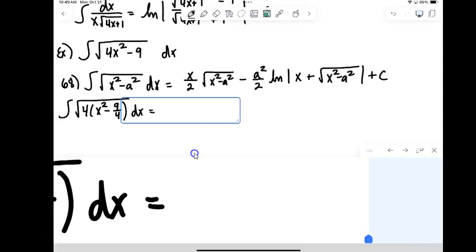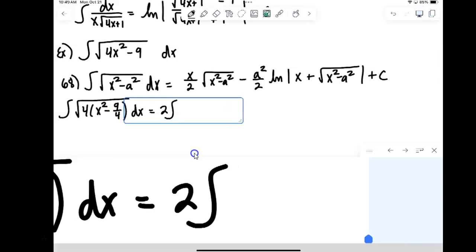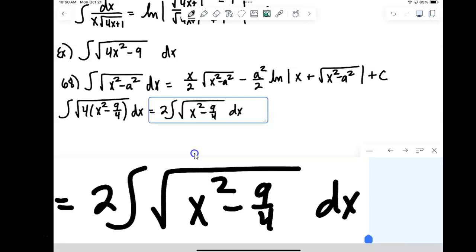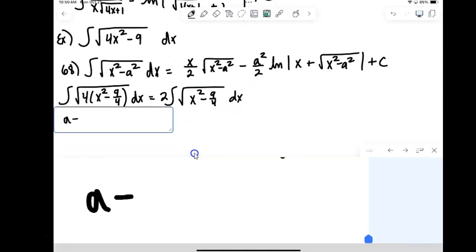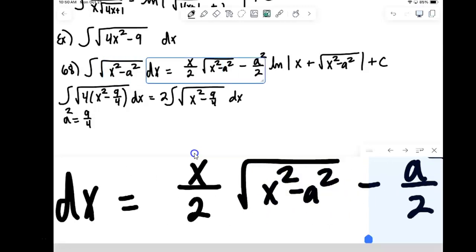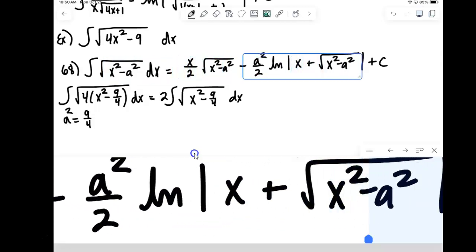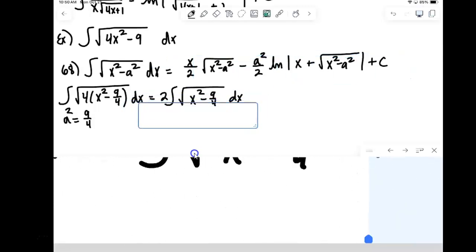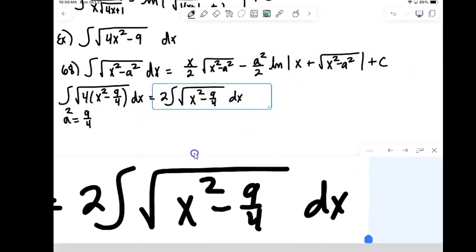Square root of 4 we can take out. Square root of 4 is 2. So I have 2 times the integral of the square root of x squared minus 9 over 4 dx. So we now recognize that a squared is 9 over 4. And I just need a squared because as I look at this integral, everything that I need is an a squared. Okay, so now it's in the right format.